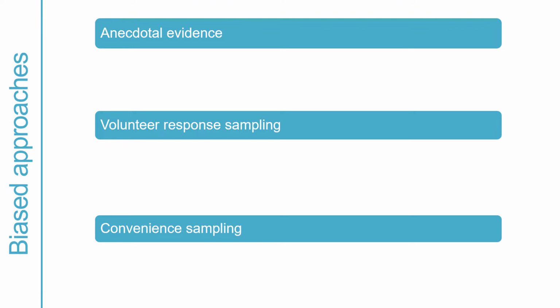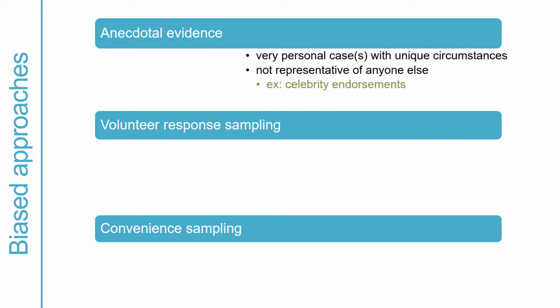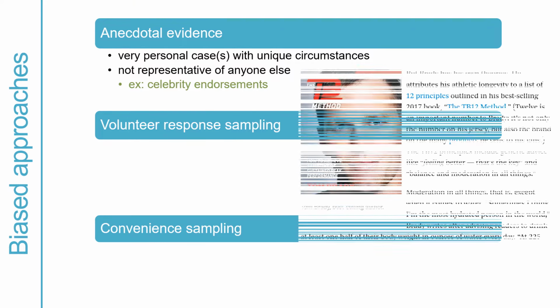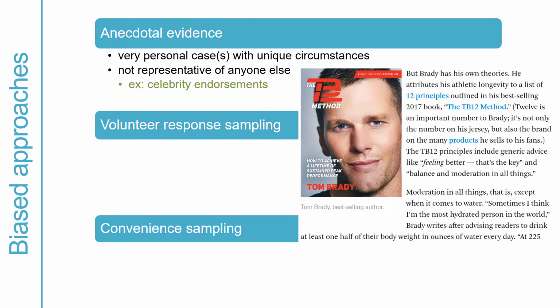First is anecdotal evidence. Those represent uniquely personal cases that are unlikely to be representative of any larger target population. They are unfortunately not that uncommon. You find them typically in the form of testimonials and celebrity endorsements.